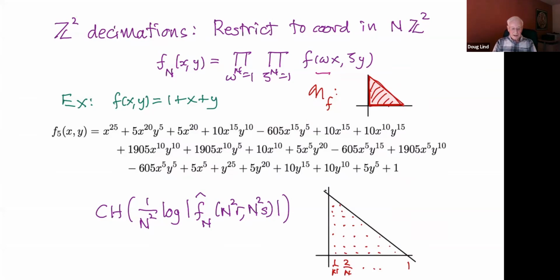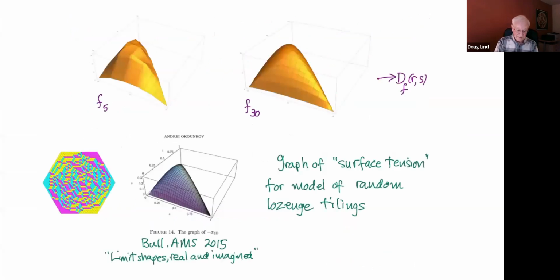To renormalize, you rescale by n squared in each direction, and then average the log, taking 1 over n squared times the log of the coefficients. And what happens here is that by rescaling by n squared, the places where this is non-zero start to become more and more densely sprinkled around the unit simplex. So when n is 5, you'll get this: a polyhedral surface over the unit simplex.